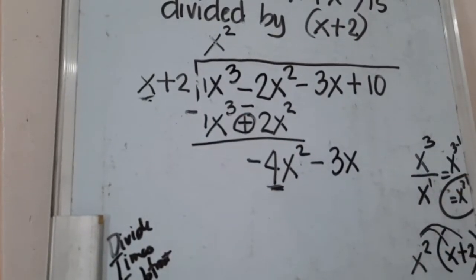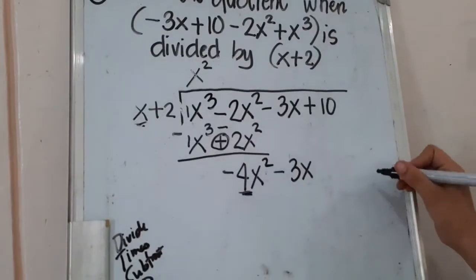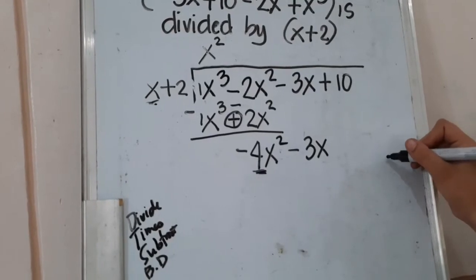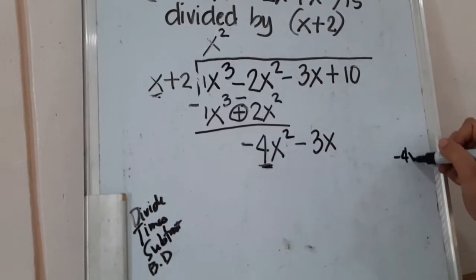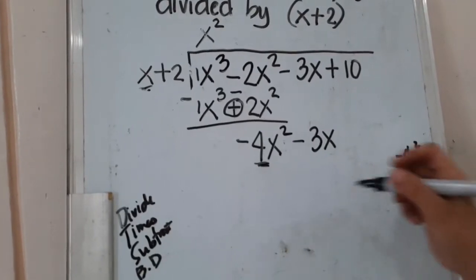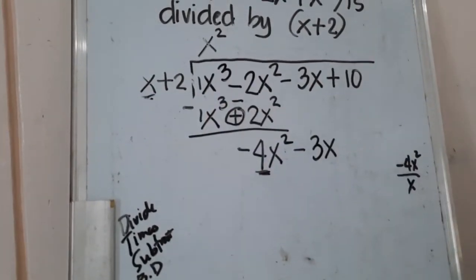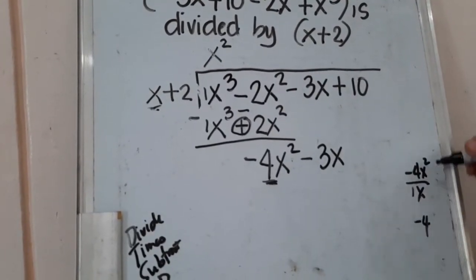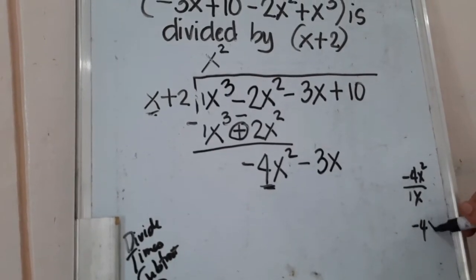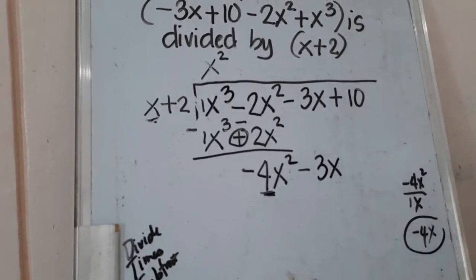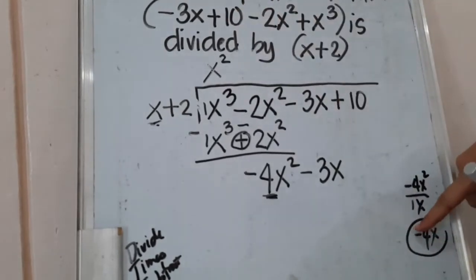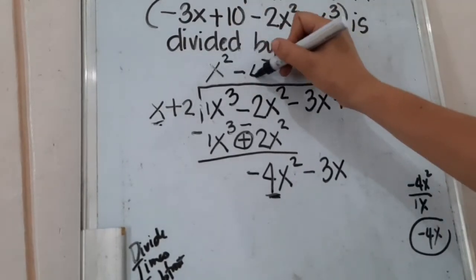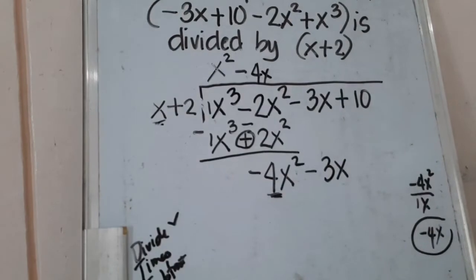If you have your scratch paper, you have here the first term of the dividend, which is negative 4x squared, divided by the first term of the divisor, which is x. Negative 4 divided by 1, the answer is negative 4. X squared divided by x, the answer is x. So the answer is negative 4x. This answer will be put beside x squared, so minus 4x. So we are done with the division.